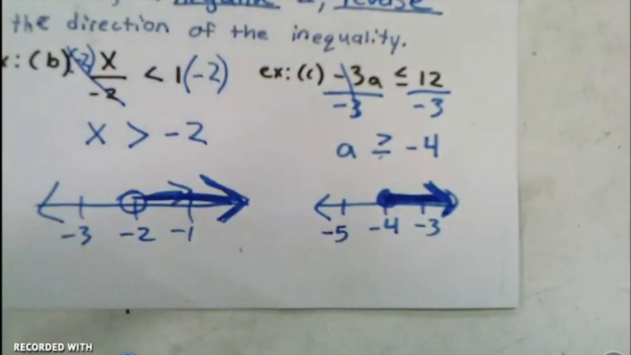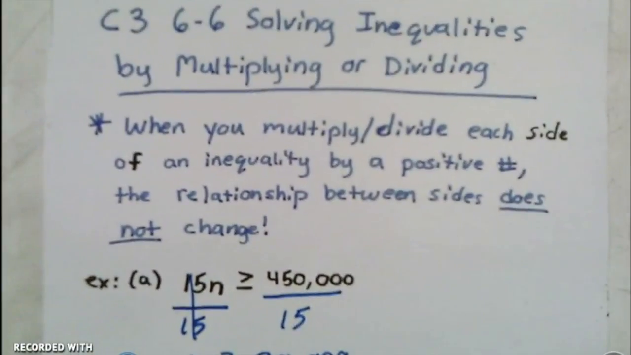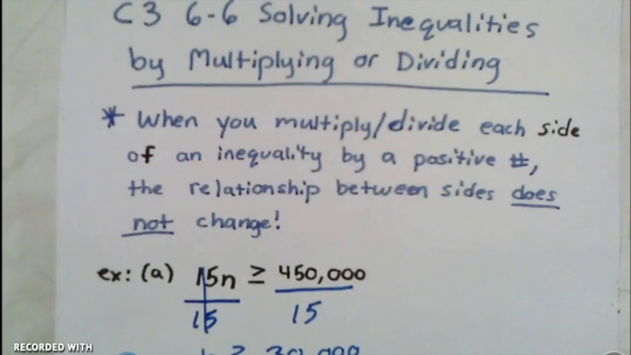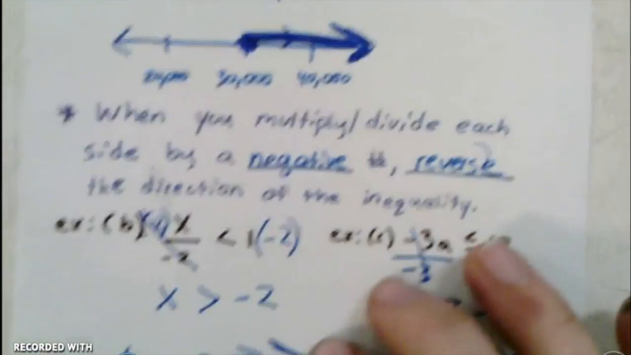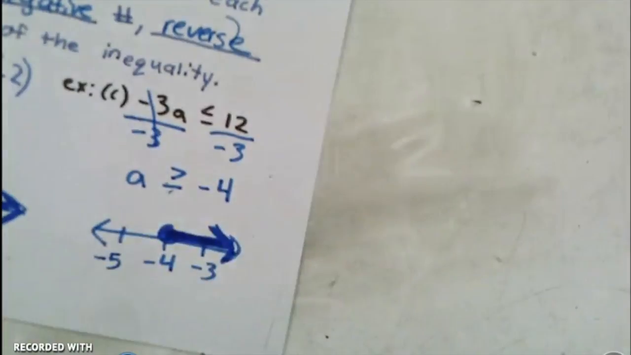All right. You might make mistakes with this. That's okay. All students do while they learn it. But remember, adding and subtracting with inequalities, sign doesn't change. Multiplying and dividing by a positive number, sign doesn't change. Multiplying and dividing by a negative number, the sign changes. All right. Go ahead and get to work.